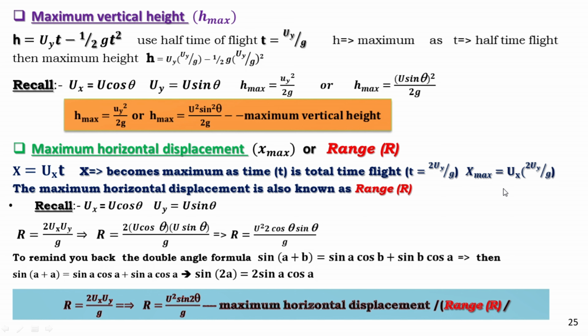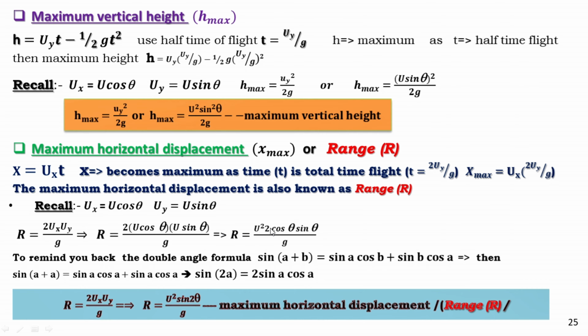So the maximum horizontal displacement can be expressed as ux times t. Instead of time t, we use the total time takes, twice of ui over g. So overall range can be expressed as twice of the initial horizontal velocity component times the initial vertical velocity component, twice of ux ui over g. This is how we determine range for inclined projection. So overall, since ux means u cos theta, ui means u sin theta, so range r will be twice of u squared sin theta cos theta over g.